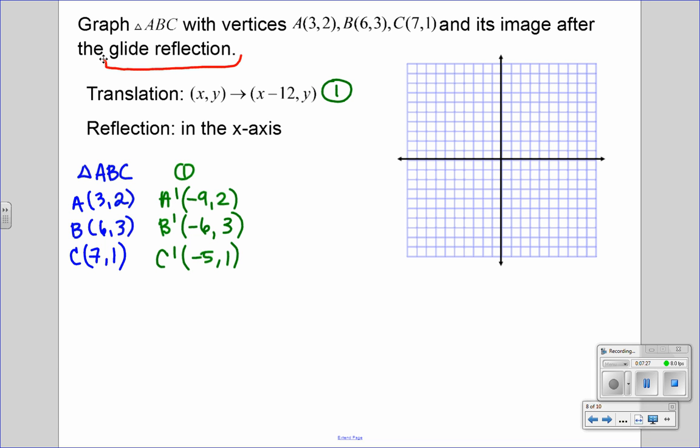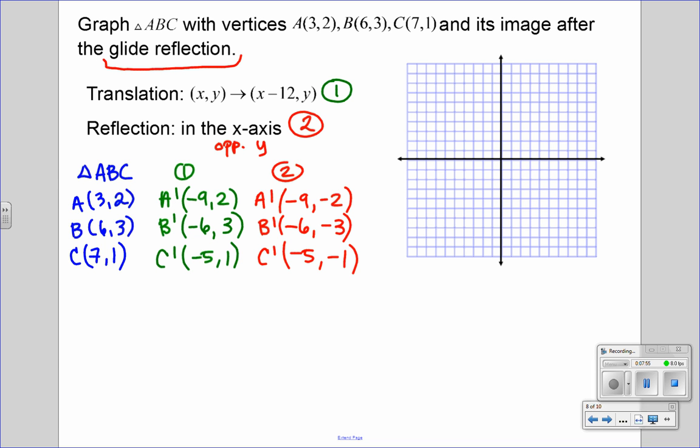Next, we're going to apply our reflection in the x-axis. And remember, when we have a reflection in the x-axis, we're going to take the opposite sign of y. And we don't do anything to the x's. So the x's stay the same, but we change the sign of the y. So it's (-9, -2), (-6, -3), (-5, -1).